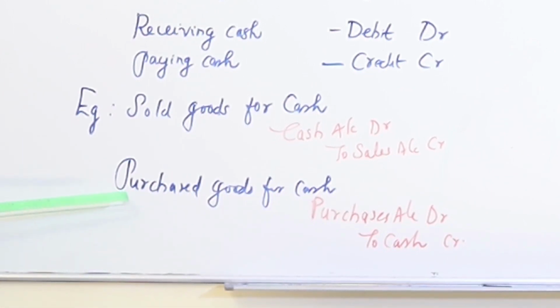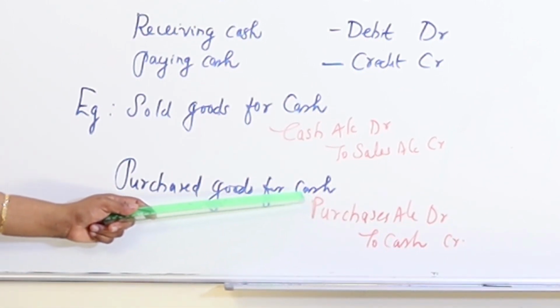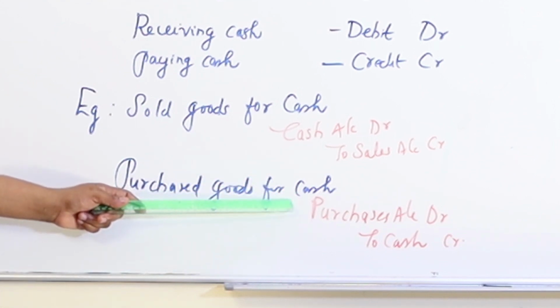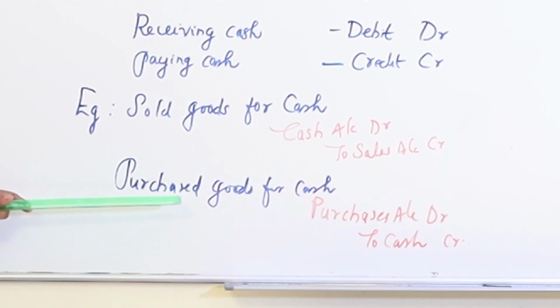Okay, next, purchased goods for cash. In purchased goods for cash, cash is going out and the goods are coming inside the business.